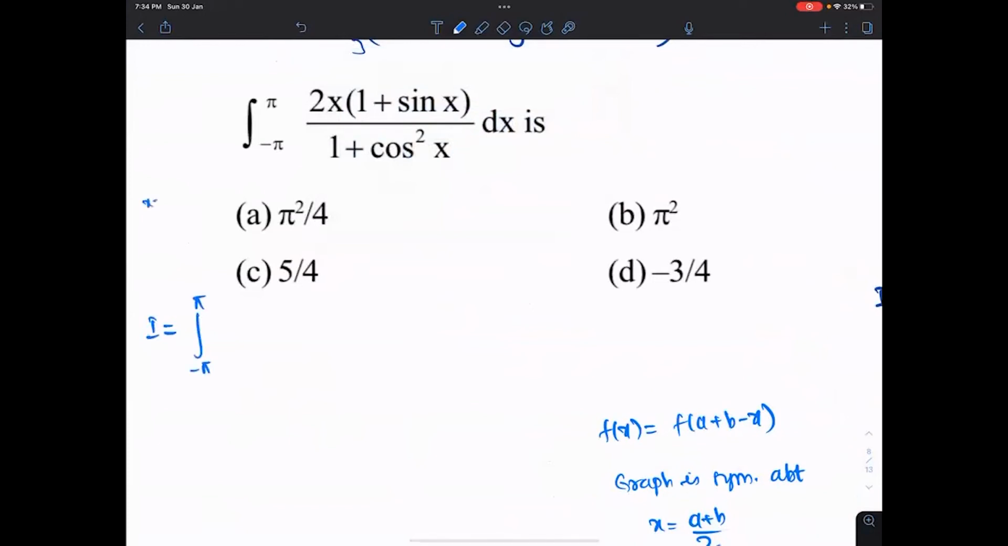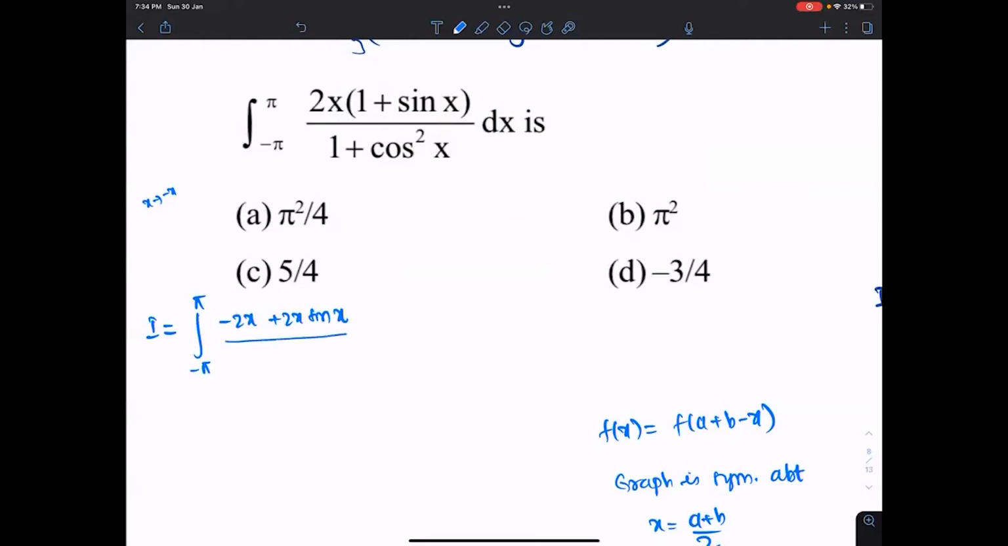That means x I will replace by minus x. Correct? A plus b is 0. So a plus b minus x is 0 minus x. Correct? X you can replace by minus x. So what will you get? Minus 2x. Now plus 2x sine x, because when you replace x by minus x, sine of minus x will be minus sine x.